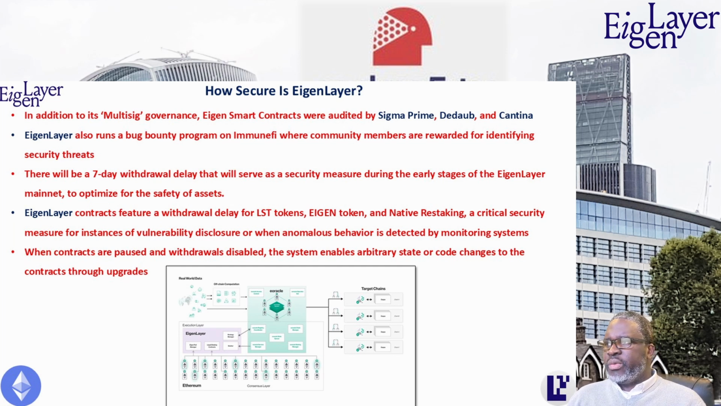There is also a 7-day withdrawal delay that will serve as a security measure during the early stages of the EigenLayer mainnet to optimize for the safety of the assets. I don't know if this is still the case, but I'm sure it is.